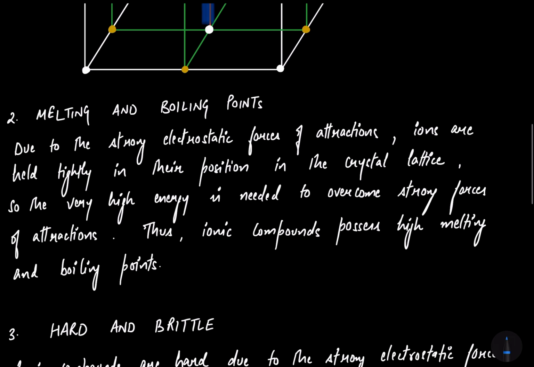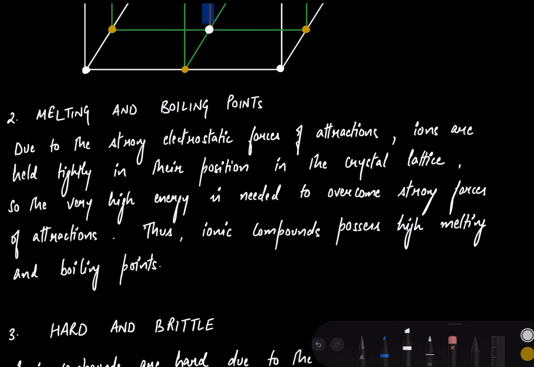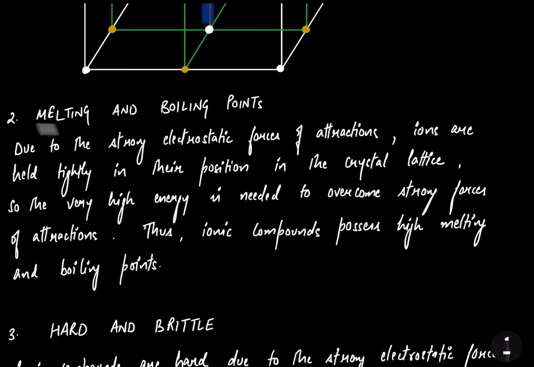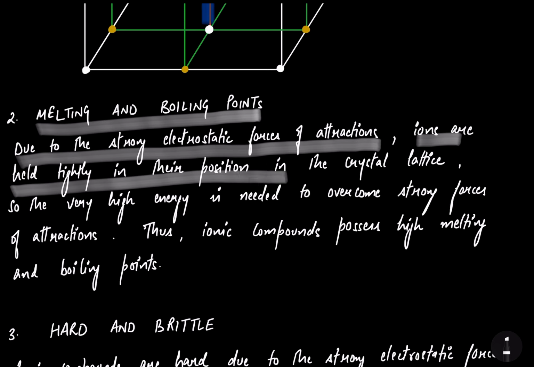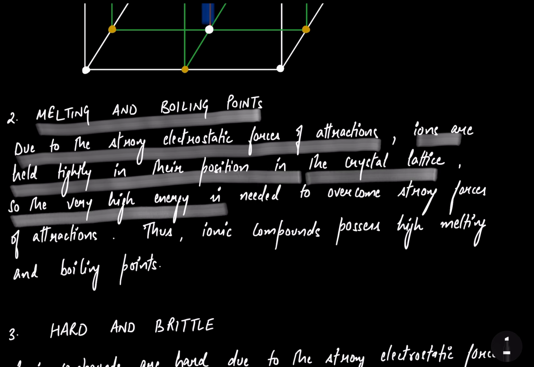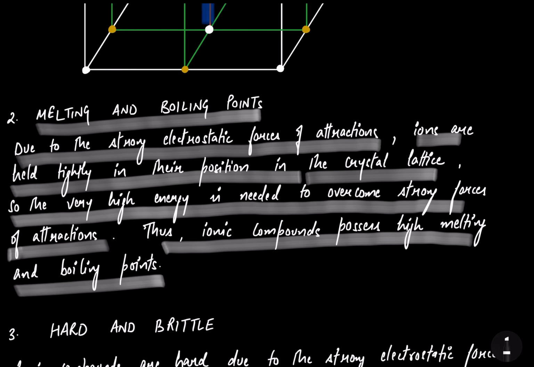Now let's talk about the next point, the melting and boiling point of the ionic compound. Due to the strong electrostatic force of attraction, ions are held tightly in their positions in the crystal lattice. So very high energy is needed to overcome the strong forces of attraction. Thus, the ionic compounds possess high melting and boiling points.